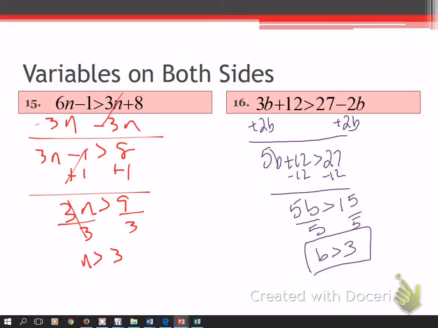Okay, not special solutions this time, but we are talking about having variables on both sides, and it's like an equation. You're going to collect all the variables on one side. So in order to do that, you've got to move them across the inequality sign, which means you are going to have to zero them out on one side. So on number 15, you subtract the 3n from both sides. Then you add the 1, divide by the 3, and n is greater than 3. For number 16, you're going to add the 2b. Then subtract the 12, divide by 5, and b is greater than 3.